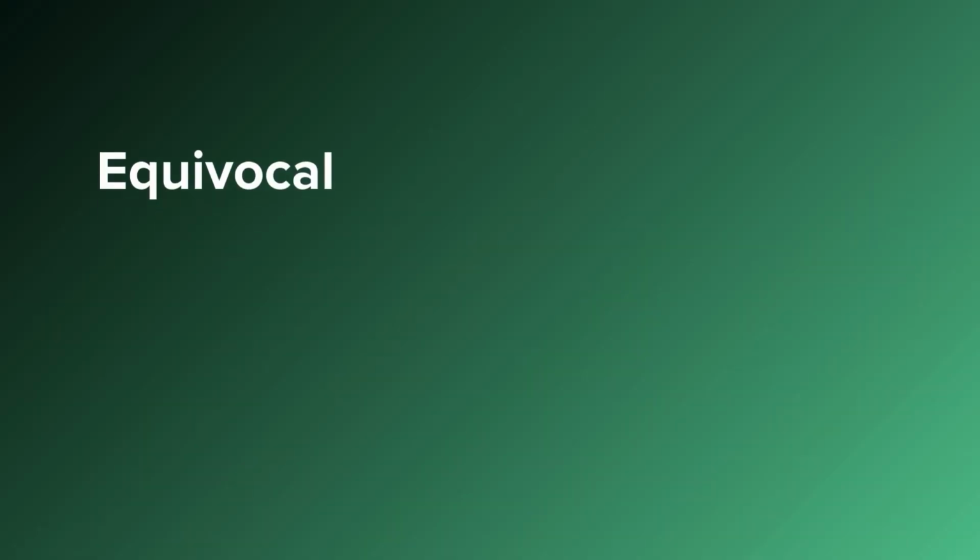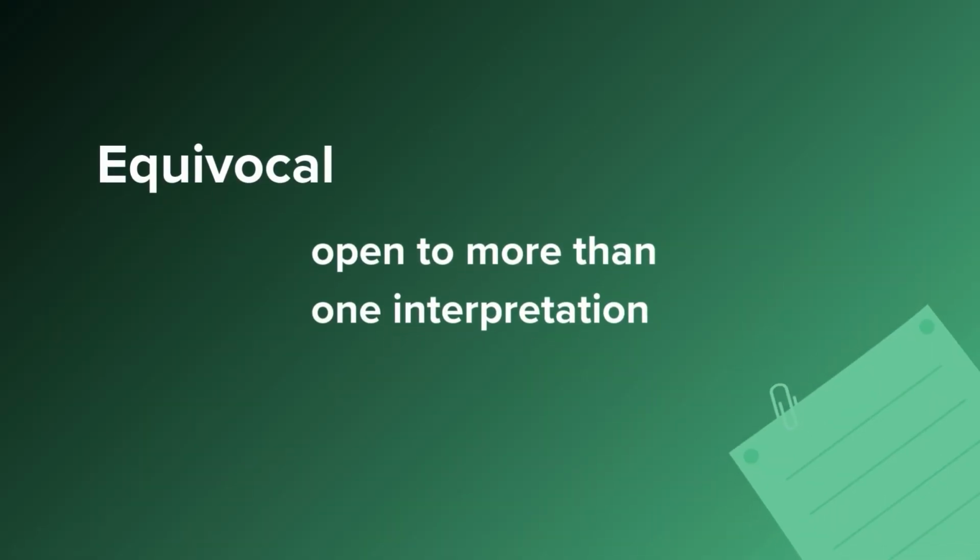Word number two, equivocal. A lot of people think that this word means equal to something or saying the same thing, right? Equivocal. They said equal things because equa means equal and vocal means saying. That is incorrect. And that is exactly why the GRE loves this word. Equivocal means vague, oftentimes intentionally vague or misleading.